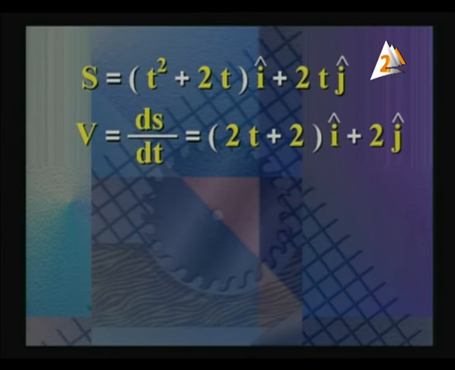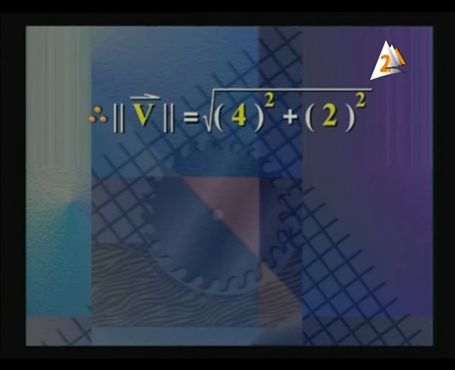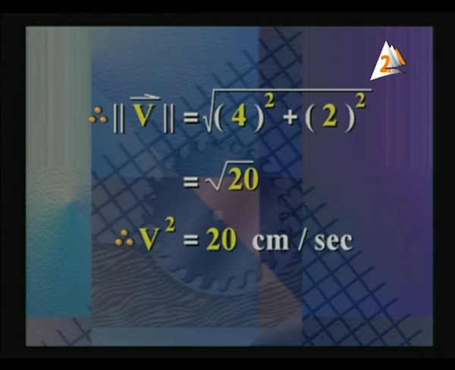since displacement vector S equal (t square plus 2t) i plus 2t j, then the velocity vector V equal ds dt equal (2t plus 2) i plus 2j, and at t equal 1 we get that the velocity v equal (2 times 1 plus 2) i plus 2j, or v equal 4i plus 2j, and the norm of v equal square root of 4 square plus 2 square, which gives square root of 20 meter per second.